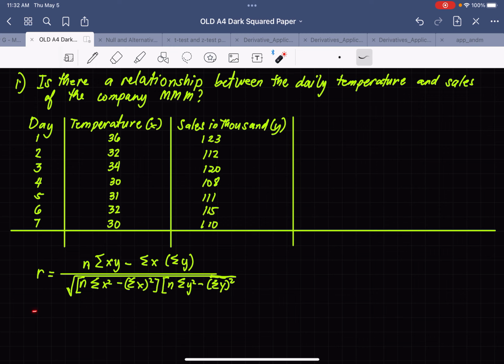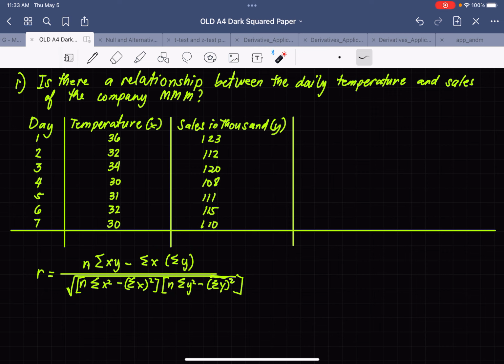We use the formula: n times the summation of xy minus the summation of x times the summation of y, all over the square root of the quantity n times the summation of x squared minus the quantity summation of x squared, times the quantity n times the summation of y squared minus the quantity summation of y squared. So that's the formula that we are going to use. We need the sum of xy, the sum of x, the sum of y, the sum of x squared, and the sum of y squared.